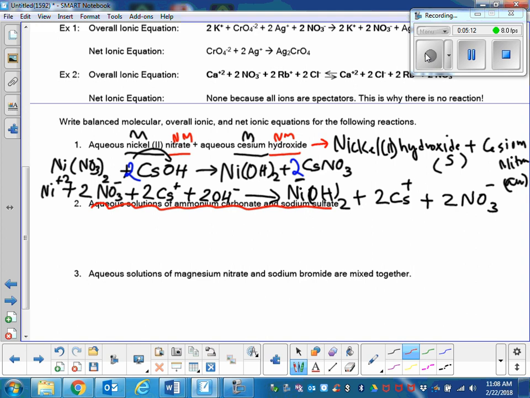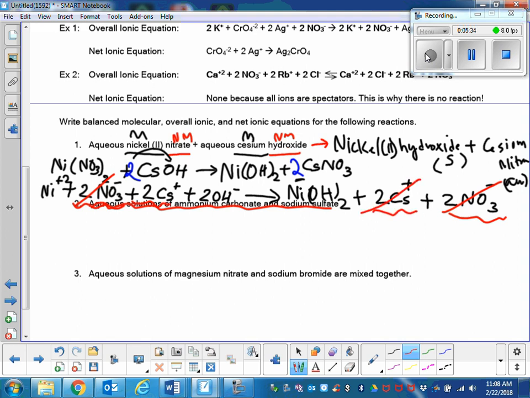All right. Now, what are the ions that are common on both sides? Do you see a 2 nitrate here and a 2 nitrate here? You can cancel it out because it's on both sides of the equation. Do you see a 2 cesium and a 2 cesium on both sides?